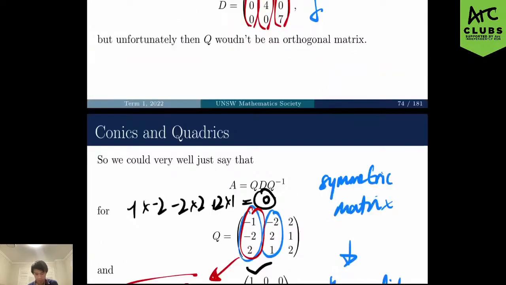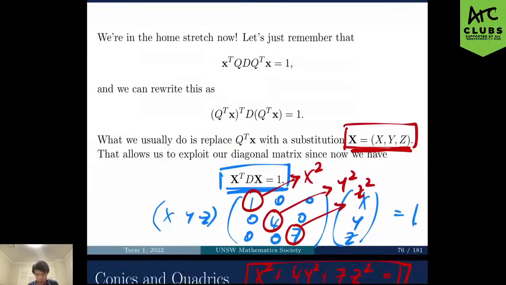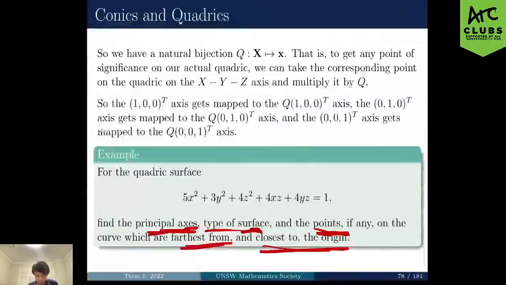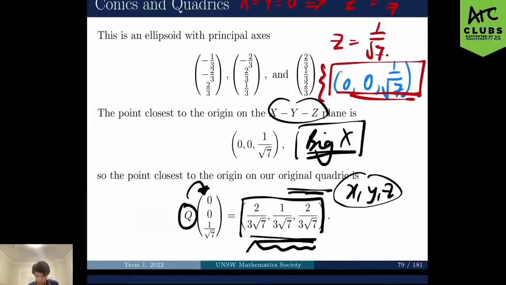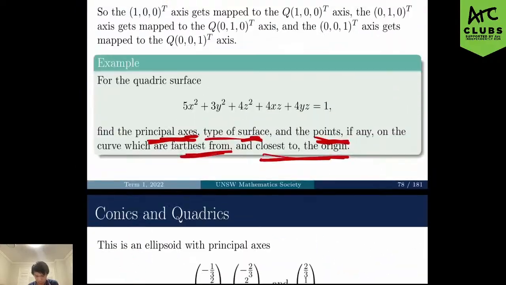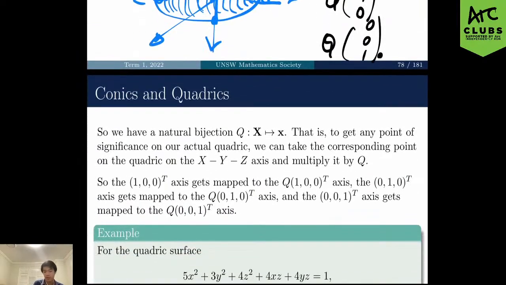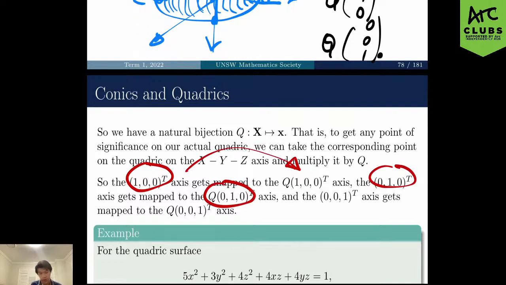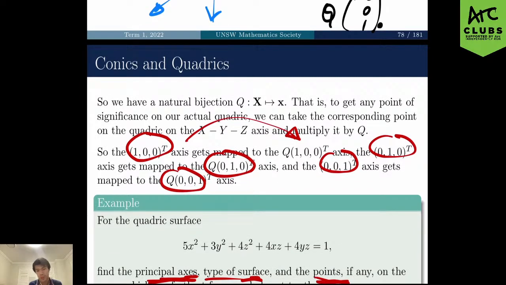So for example, we want to map the x-axis, the (1,0,0) axis, we just multiply by Q. Map the (0,1,0) axis to the Q(0,1,0) axis, and map the (0,0,1) axis to the Q(0,0,1) axis. So that's how we do questions about quadrics.